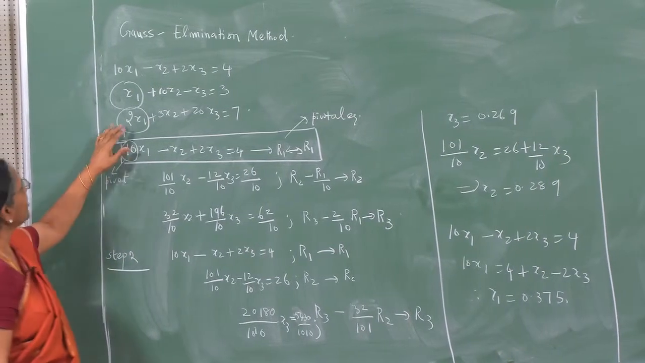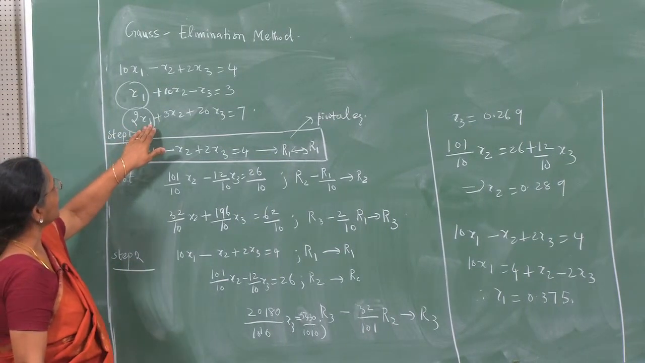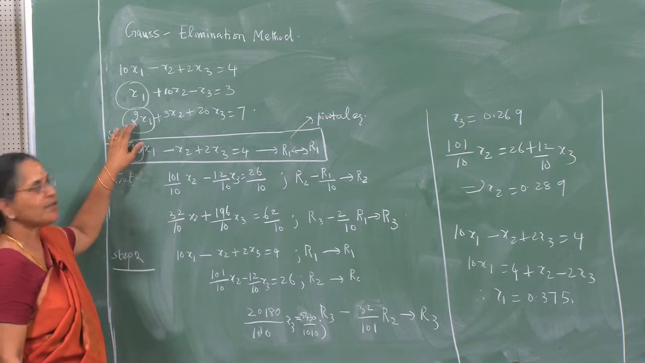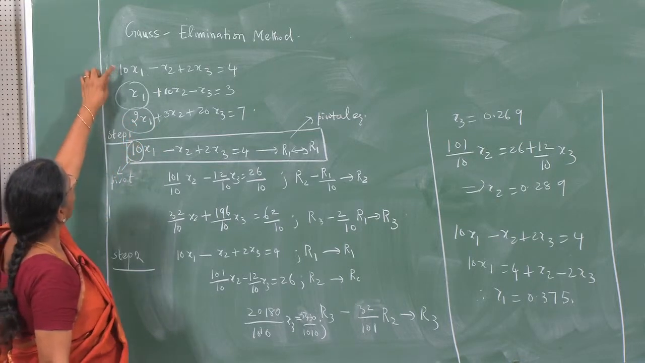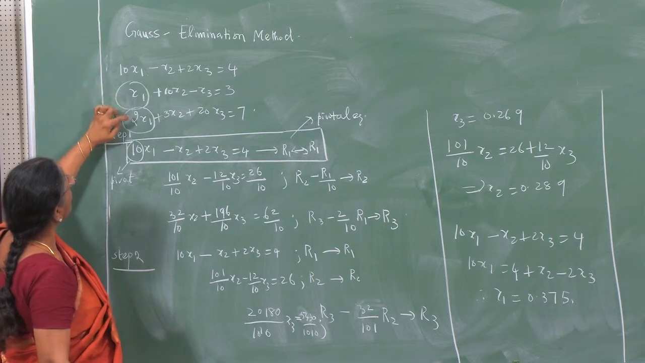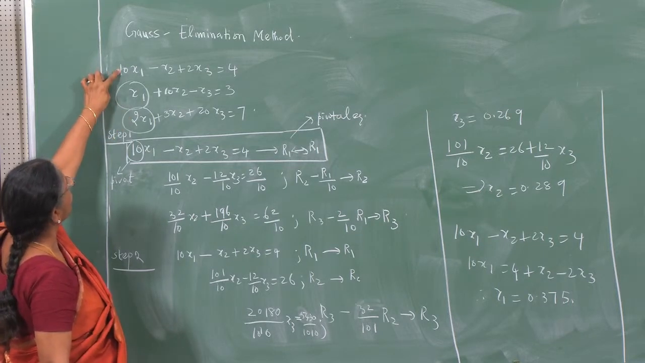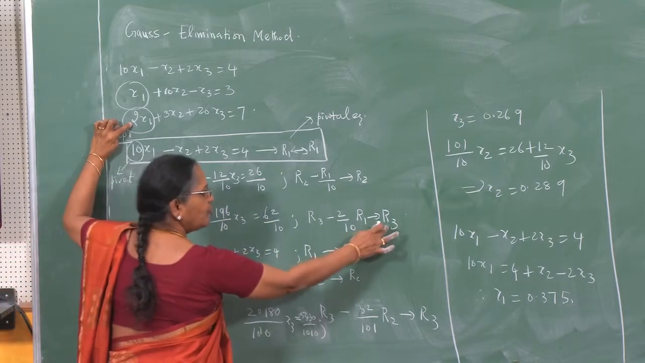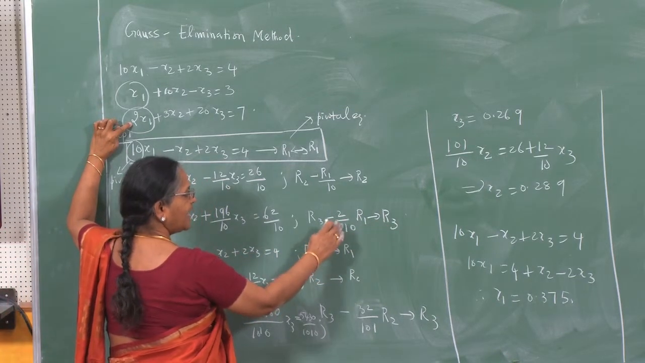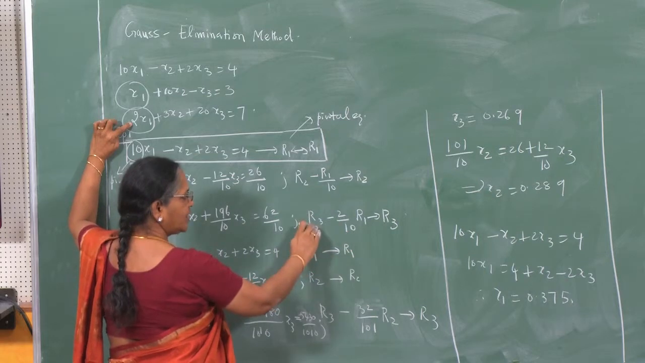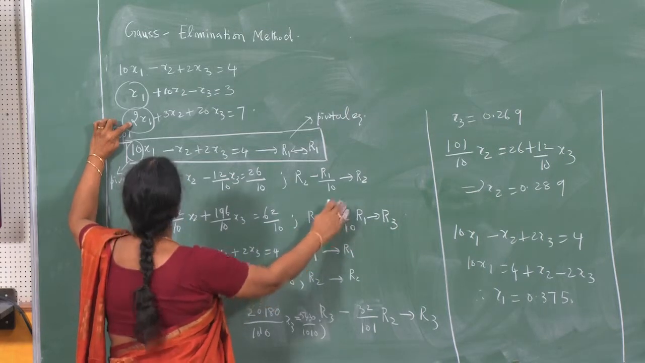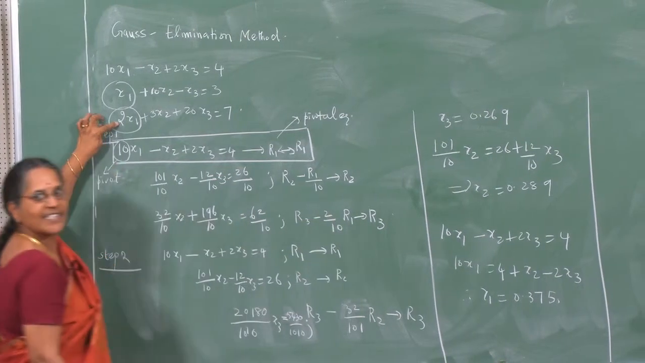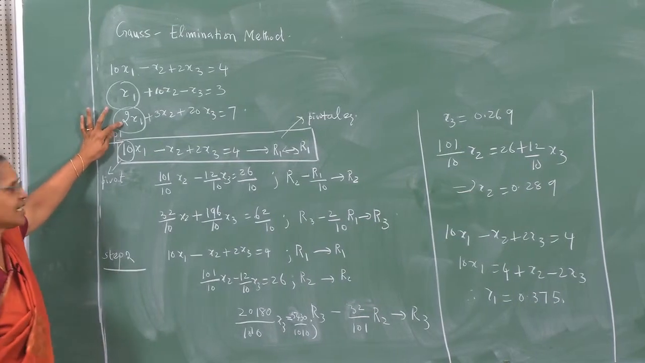Then in the third equation, I have to make the coefficient of x 1, which is 2, to be 0. So, multiply the pivotal equation by 2 by 10 and subtract it from the third equation. So, my new third equation will be obtained as follows: the old third equation minus 2 by 10 times the first equation, which is the pivotal equation.